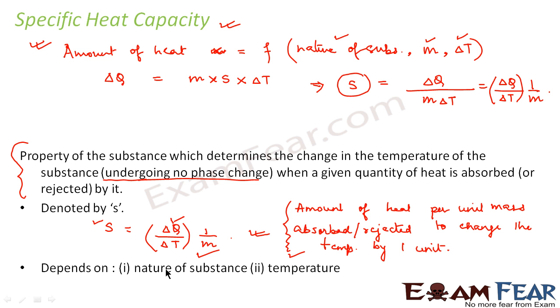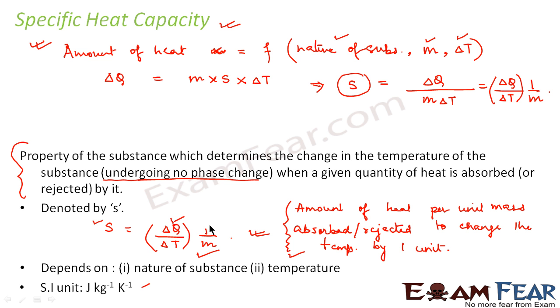So from this we can say that it depends on the nature of the substance. Obviously it is dependent on what kind of material you are using, and it also depends on temperature. Its SI unit is joule per kg per Kelvin. How do we get this SI unit?